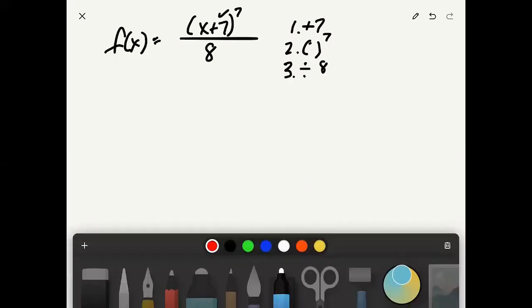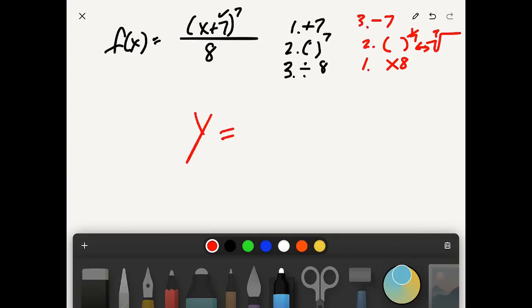So now that we've used PEMDAS to figure out what was being done to x, now we've got to take the inverse. So the inverse of dividing by 8 is multiplying by 8. The inverse of taking something to the 7th power is to take the 7th root. Now I've written it with a fraction. You could also write it like this. Both of them are the same thing. I like the fraction because that makes more sense. And then the last thing that we're doing is we're subtracting 7. Now we're going to do this first, we're going to do this second, and we're going to do this third.